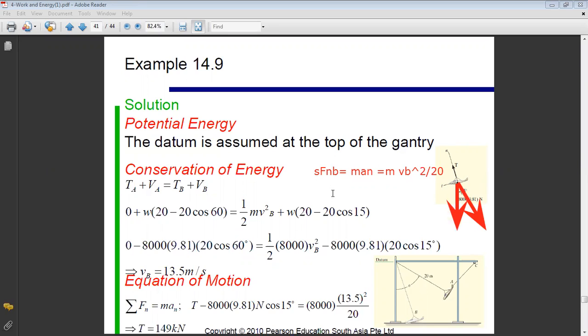W cosine 15. Okay, so my equation will be the tension at state 2, or the tension at point B, minus W cosine 15 equals the previous term. Okay, so my only unknown then is what? The tension at B, which I can calculate.